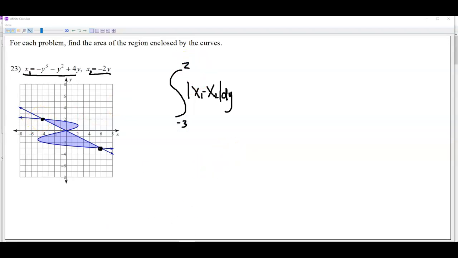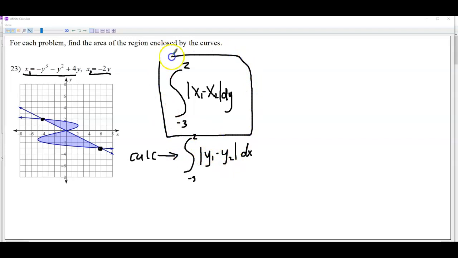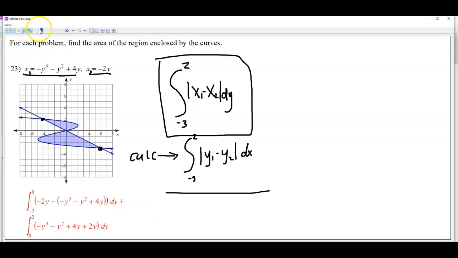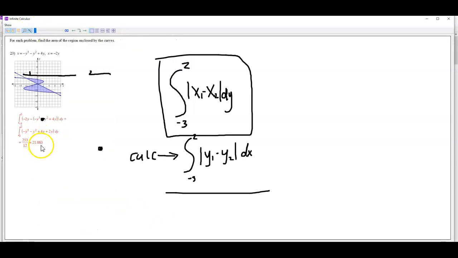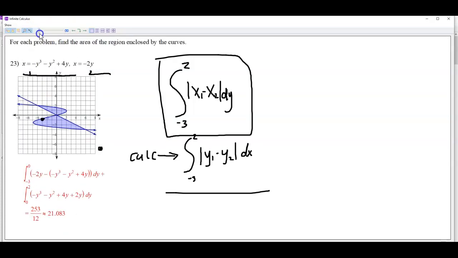And you would, once again, when you type this in on your calculator, type it like the x's are y's and the y's are x's, because our calculator only does it one way. So this is what you would actually type in on your calculator, but it doesn't matter. This is what you would write on your paper if it was an FRQ or the test. But this is what you would type in on your calculator to get the answer. So let's take a look at what that answer is. 21.083.